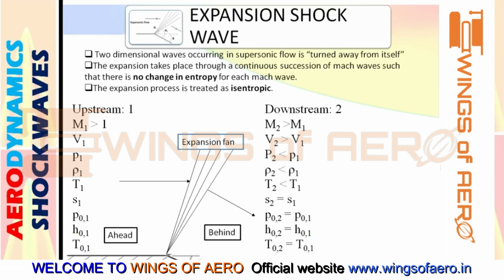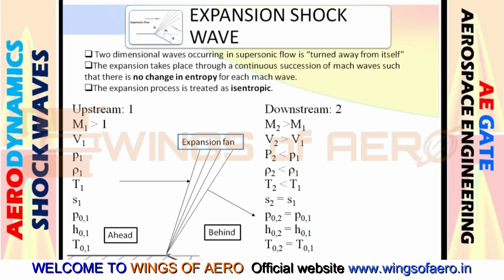Now see here, this is the upstream and this is the downstream. So when there is an occurrence of expansion shock wave, when the corner, see here is a corner, so this is a horizontal line, and from this point the flow is turning away from itself, it is deflecting. The other edge is deflecting downwards. So when from the horizontal the second edge is deflecting downwards, this can cause an expansion shock wave, and if this kind of edge is kept in a supersonic region, there is a chance of expansion shock wave.